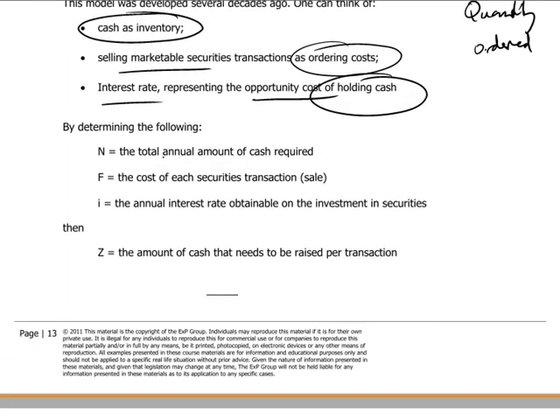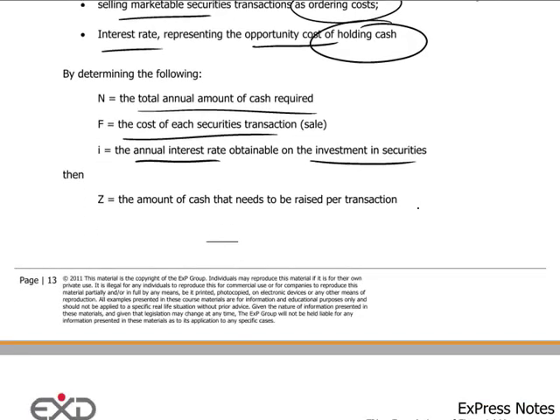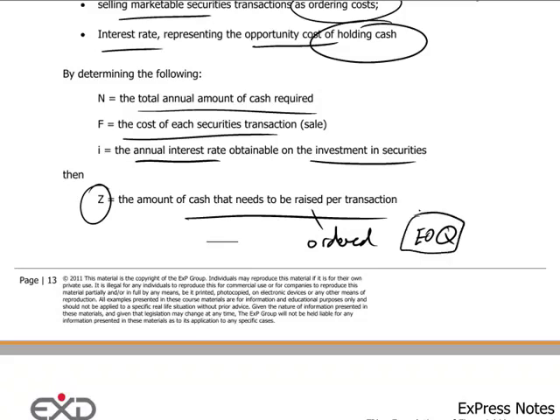Therefore, the variables in the Baumol model are N, which denotes the total amount of cash required. F is the transaction cost each time we need to sell securities and pay the brokerage fees in order to get cash back into the business and immediately available. And I is the annual interest rate that's obtained on investments in securities. Therefore, Z becomes the amount of cash that needs to be raised, or we could say ordered per transaction. It's very similar to the Q in the EOQ formula.